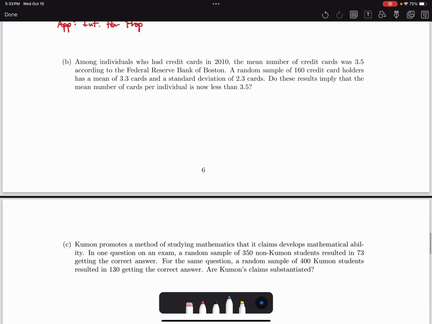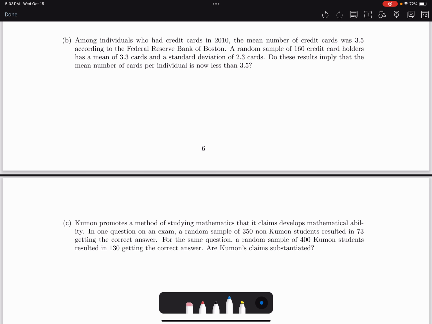Okay, part B. Among individuals who had credit cards in 2010, the mean number of credit cards was 3.5, according to the Federal Reserve Bank of Boston. A random sample of 160 credit card holders has a mean of 3.3 cards and a standard deviation of 2.3 cards. Do these results imply that the mean number of cards per individual is now less than 3.5? So go ahead and give the video a pause, see if you can write down the hypotheses and the app that you should run.